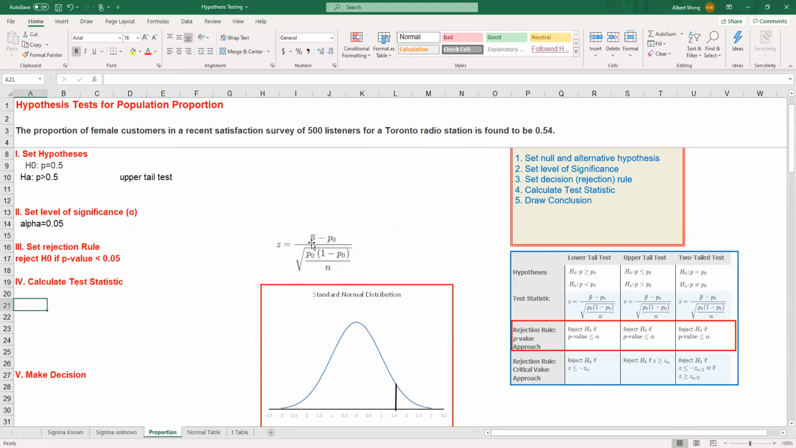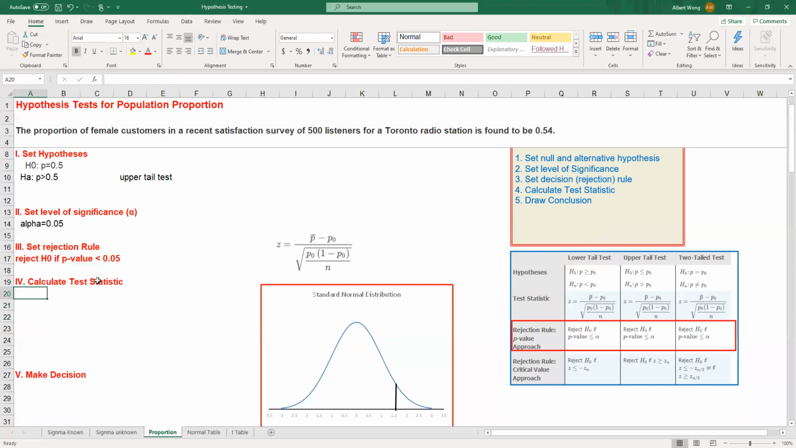You compare what you see from the sample, which is the p-bar. P-bar is the sample proportion, the proportion you can calculate from the sample, versus what you want to test. So you compare what you see with what you want to test, and then you divide by something. The something is the variability of p-bar, so the square root of p0 times 1 minus p0 over n.